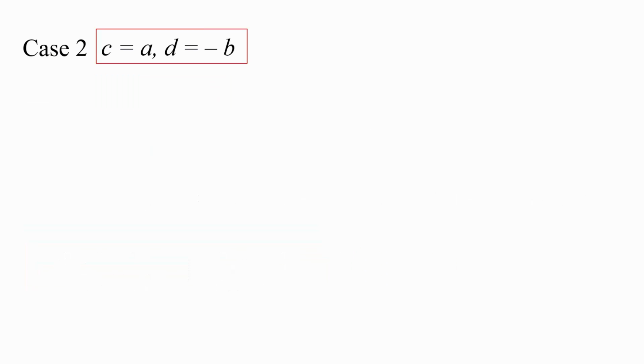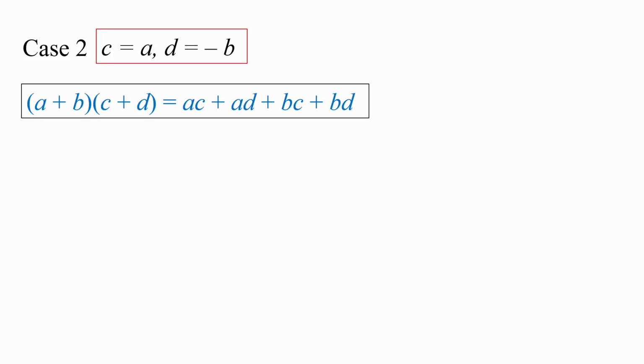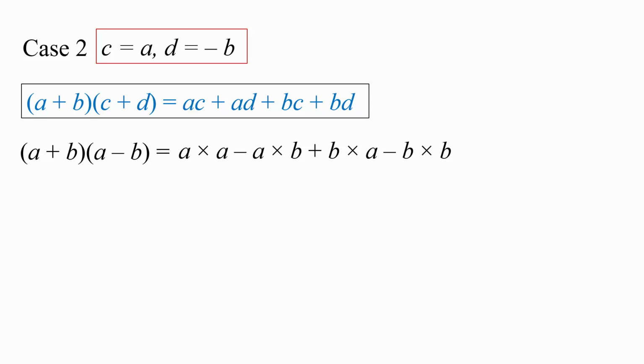The second case is where we let C equal A and D equal negative B. And if we make the replacements in our formula, that's what it looks like. We have A plus B in the first bracket and A minus B in the second bracket. And expanding that, using the substitutions, we have on the right hand side, as you can see, A times A minus A times B plus B times A minus B times B. Notice that the two middle terms, minus A times B and plus B times A, cancel out. They are opposites.